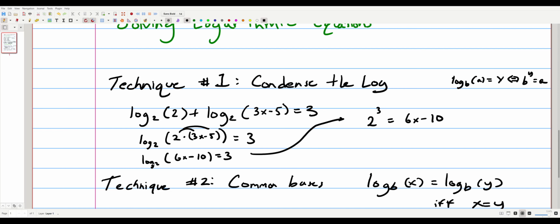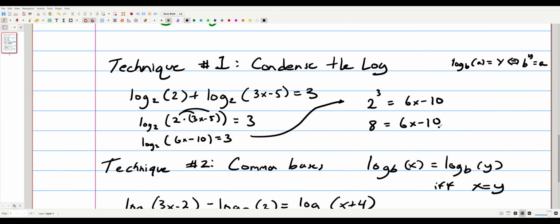Okay. And we can simplify this. 2 to the third is equal to 8. 8 is equal to 6x minus 10. We'll add 10 to both sides here. We'll get 18 is equal to 6x. Divide both sides by 6, and we get x is equal to 3.